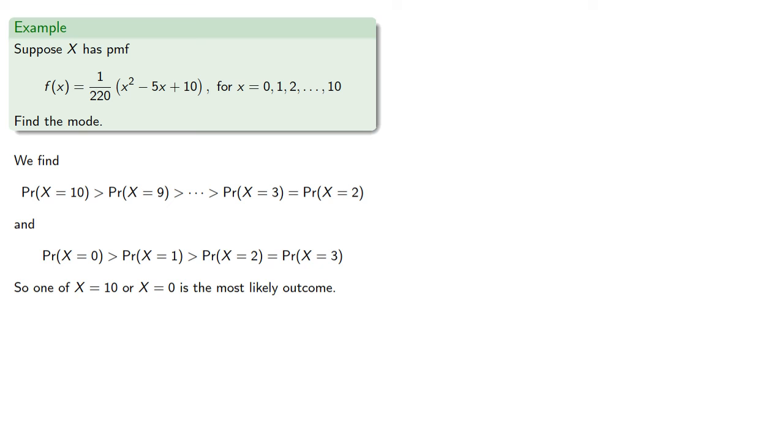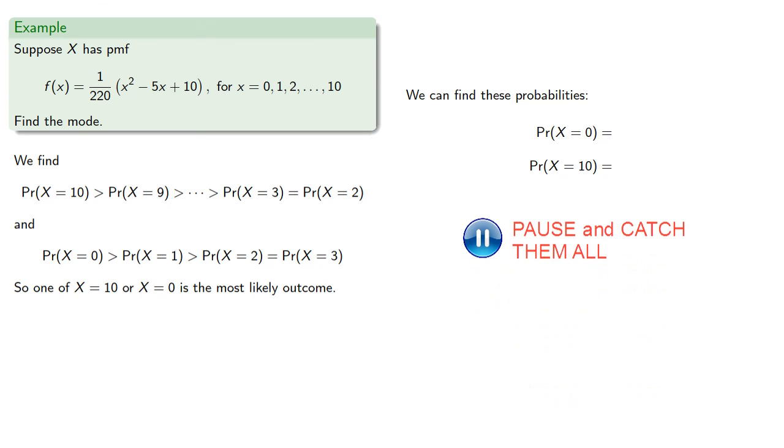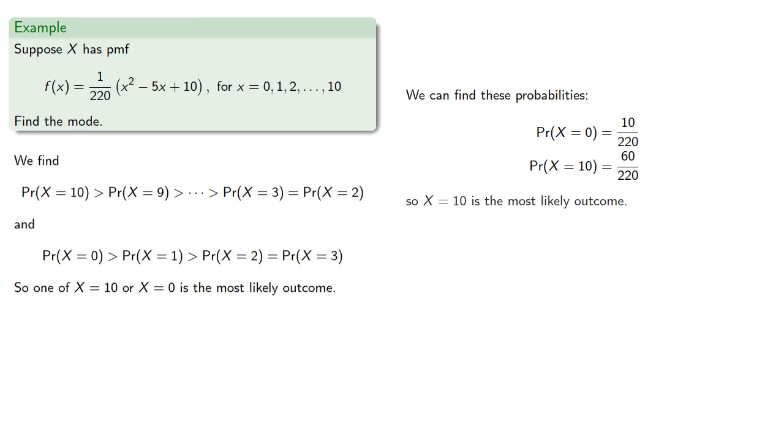And here we actually have to find the probabilities, and so x equals 10 is the most likely outcome, and so this is the mode.